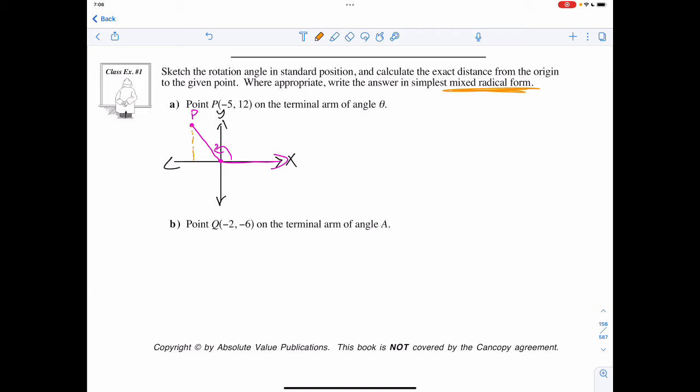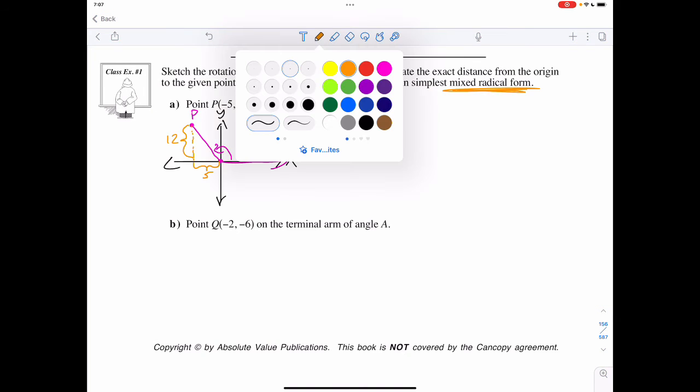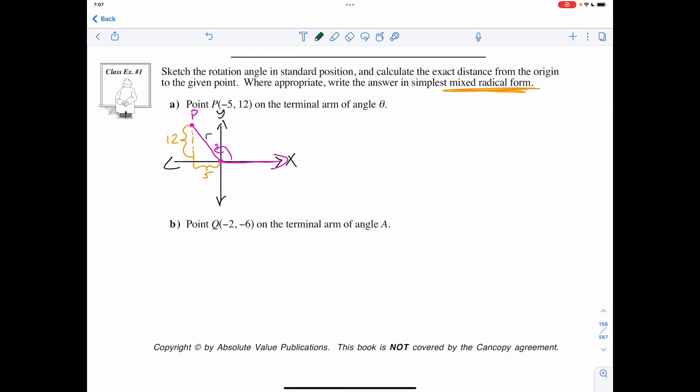So based on this point, I know that we're going to have a length here of 5. We're going to have a length here of 12, because from my point, that's my x and y values. And I'm solving for my r value.